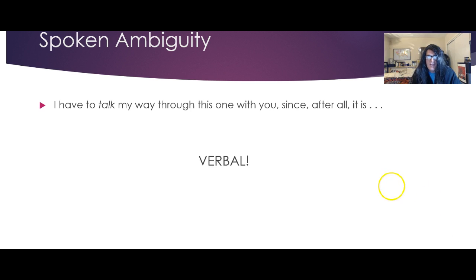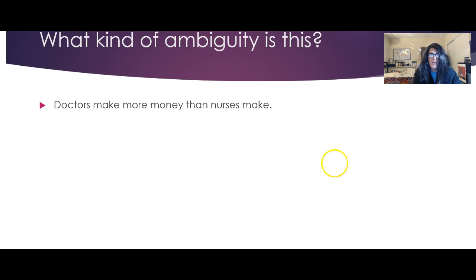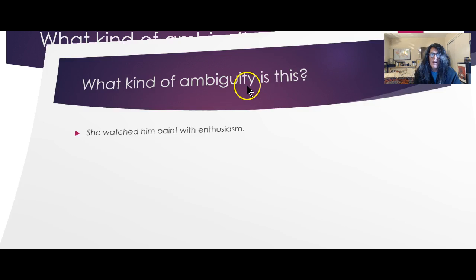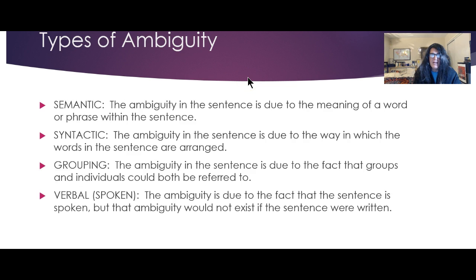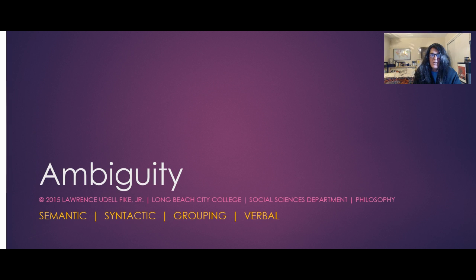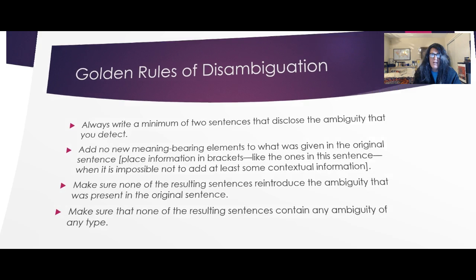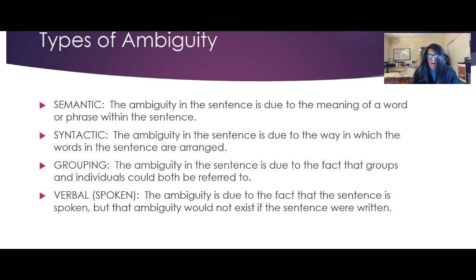And then finally, I have to talk my way through this one with you, since after all, it is verbal ambiguity. If you think back to the beginning of our presentation, verbal ambiguity is the kind of ambiguity that only occurs when you are speaking, but it vanishes as soon as you write it down. So let me just go ahead now and talk about verbal ambiguity.